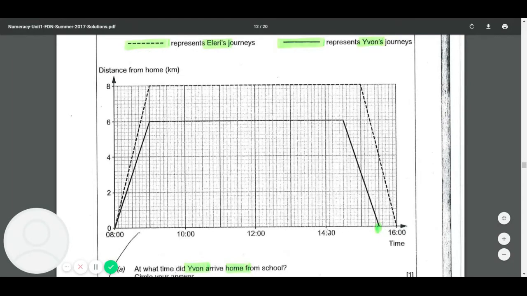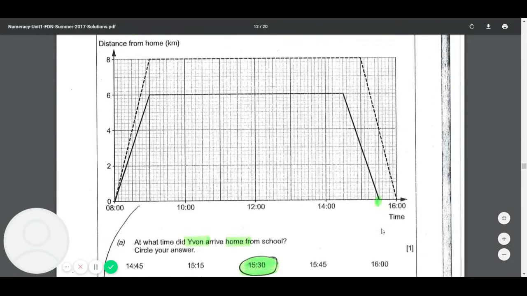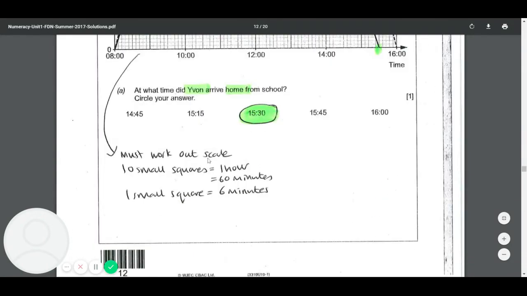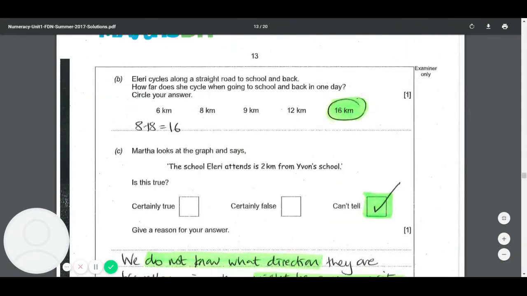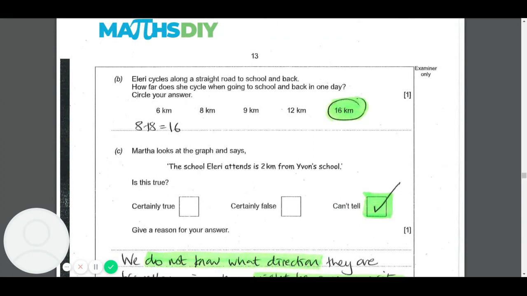Let's have a look. So this is 2 o'clock. This has got to be 3 o'clock. So this has got to be 3:30. 3:30 is 15:30. Yep, great. Then Larry cycles along a straight road to school and back. How far does she cycle when she goes to school and back in one day?